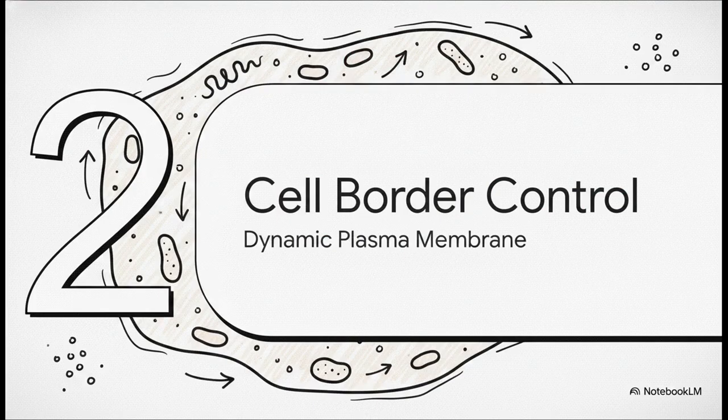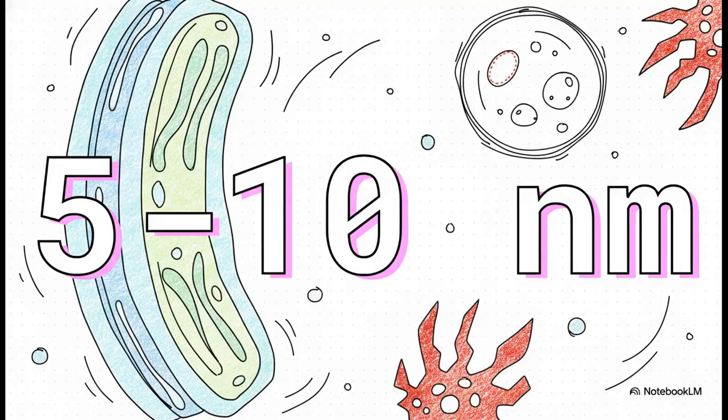Moving right along to section 2, the cell's border control. Let's talk about the dynamic plasma membrane. Now, right off the bat, I want you to completely toss away the misconception that a cell is just surrounded by some static hard wall. The reality is so much more dynamic than that.